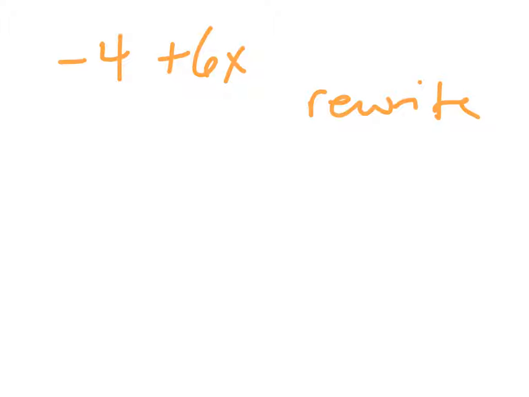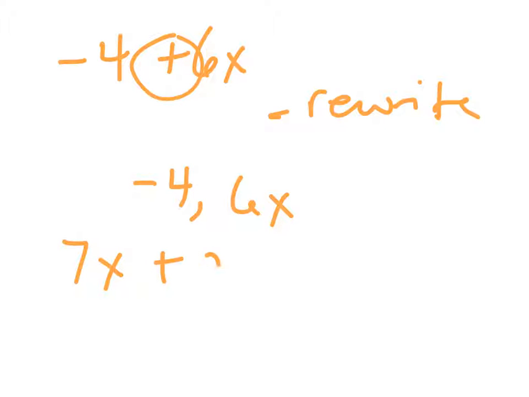So in this example, we have negative 4 plus 6x. And I told you that you should rewrite it, but when it's an addition problem, we don't really have to. We can kind of visually see it. The answer here is negative 4 and 6x. That's the terms. The same would be if we had 7x plus 2. We know that the 7x will be a term and the 2 will be a term. So just know what terms mean.